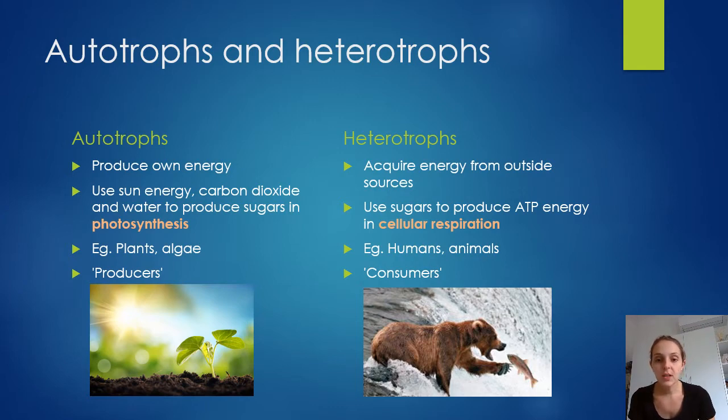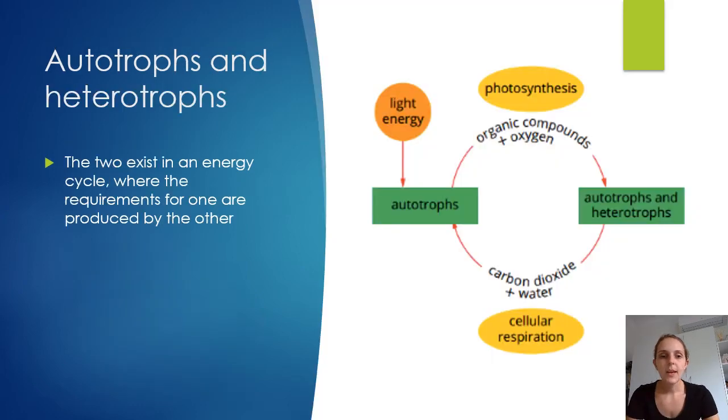Heterotrophs are pretty much everything else. Humans, animals, we have to acquire our energy from an outside source, and we break down our food into sugars and produce ATP through cell respiration. Okay, so our autotrophs and heterotrophs work in a lovely cycle where what we are making is what the plants are going to be taking in, and what they produce we're taking in respiration.